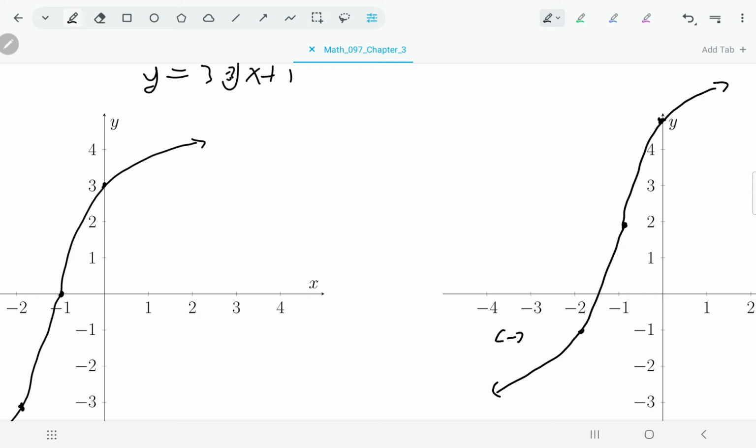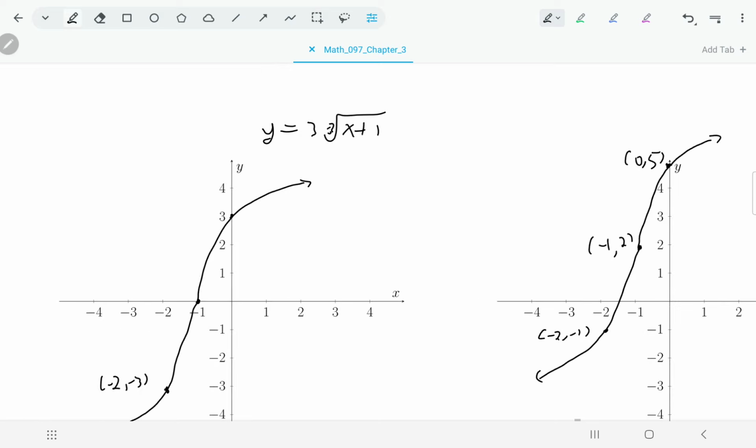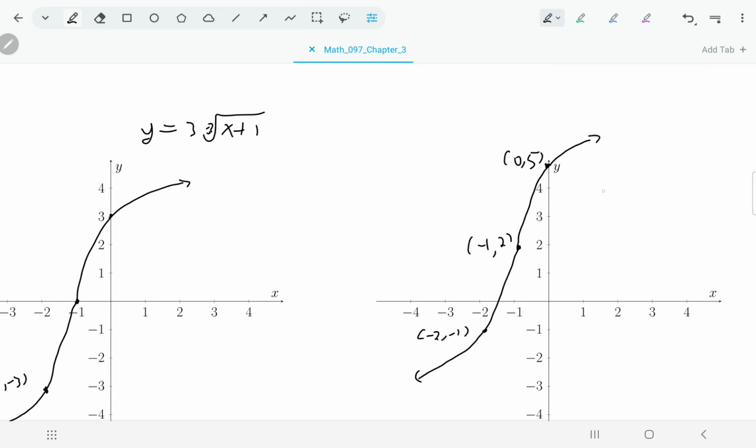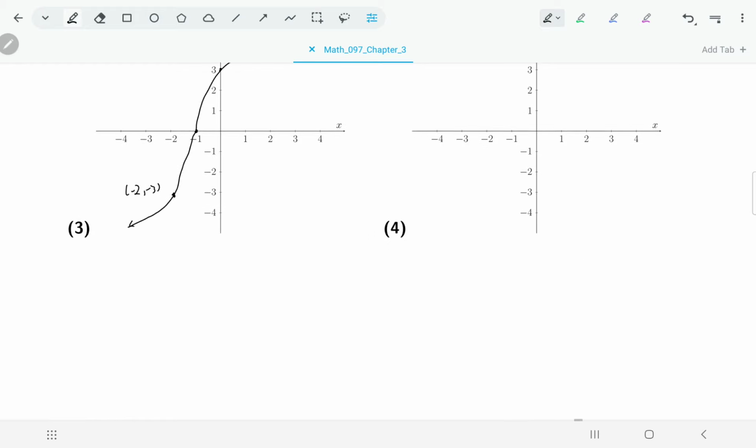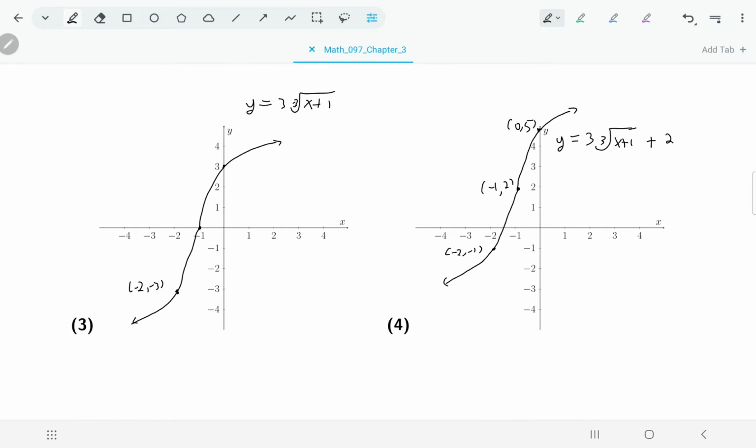And so let's label all of that. Negative 2, negative 1, negative 1, 2, and I'll label that point 0, 5. And then the last thing for me to do, of course, is to label my equation. So let's do that over here. 3 cube root of x plus 1 with a little plus 2 at the end. And there we go. We've got our nicely transformed graph, our cube root graph that's been shifted to the left, then stretched vertically by a factor of 3, and then shifted upwards by 2.